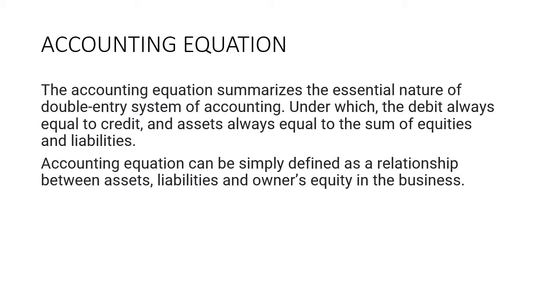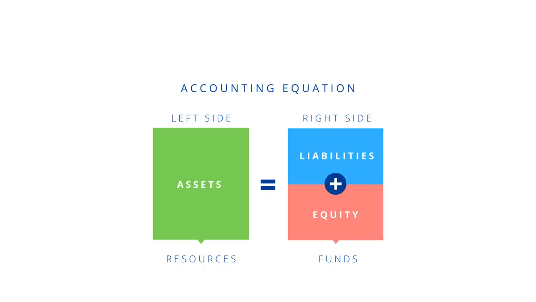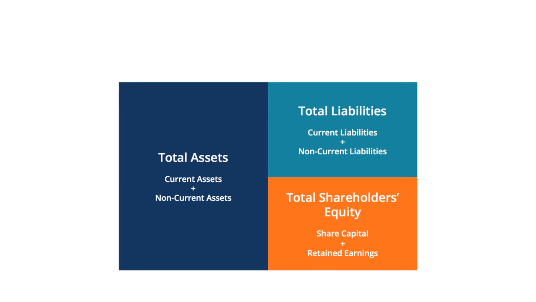The accounting equation can be simply defined as a relationship between assets, liabilities and owner's equity in the business. Here you can have a look at the formula. Assets equals liabilities plus equity. To have a better understanding of this formula, let's have a look. Assets include your current assets and non-current assets. Under current assets, the examples are cash, marketable securities, cash equivalents and accounts receivable. And non-current assets include long-term investments, land, intellectual property and other tangible assets.